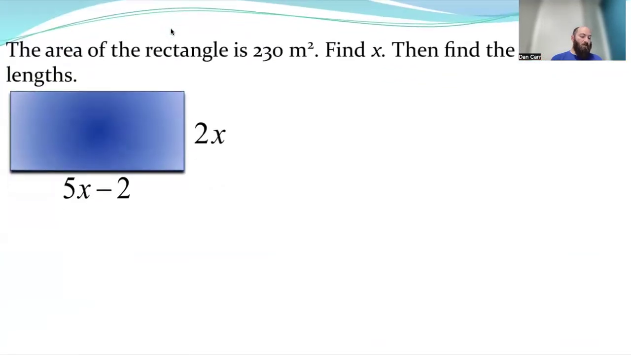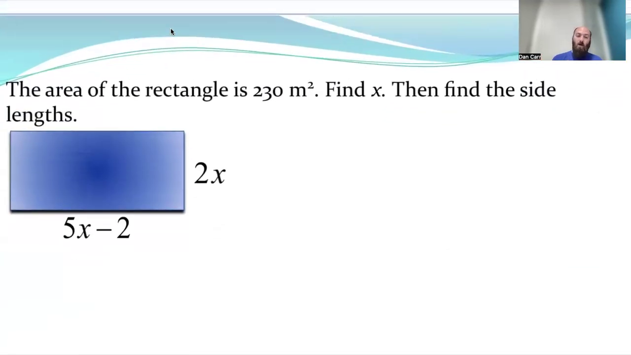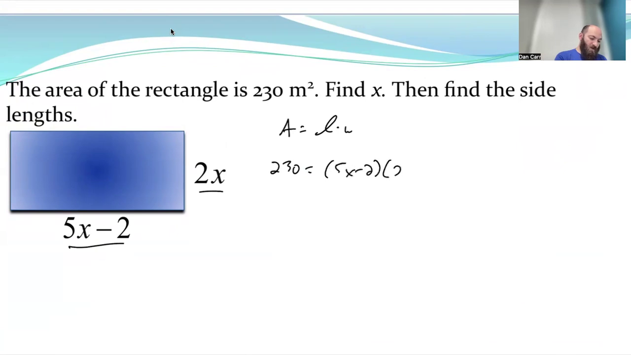All right, one last example. Seen a problem like this before, but now we're going to make it a little bit harder because of what's in the front. Okay. So the area of the rectangle is 230 meters squared. So area is equal to length times width. So in this case, that means 230 is equal to 5x minus 2 times 2x. I want it equal to 0, but I also need to make sure I distribute the 2x out to make it into kind of like a standard form quadratic to make it work out better.